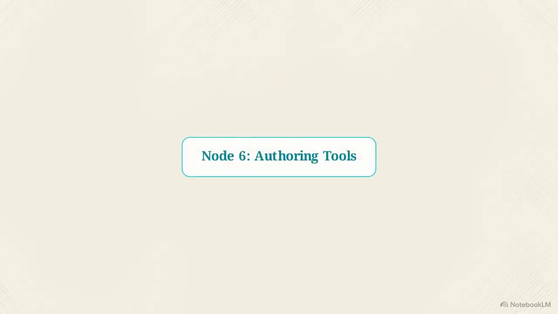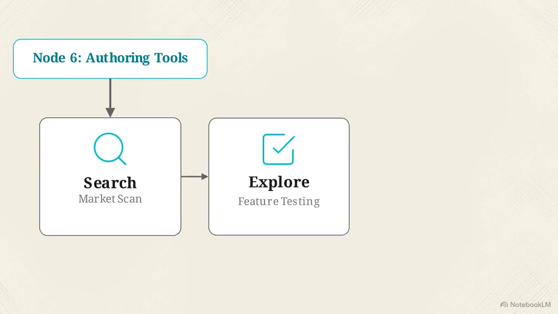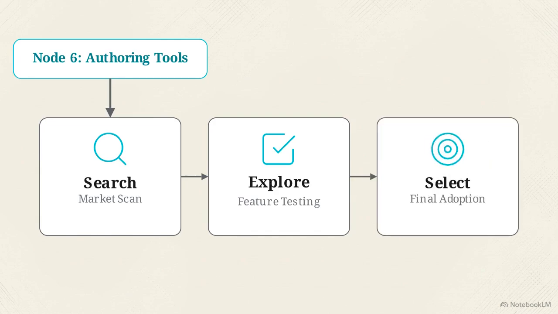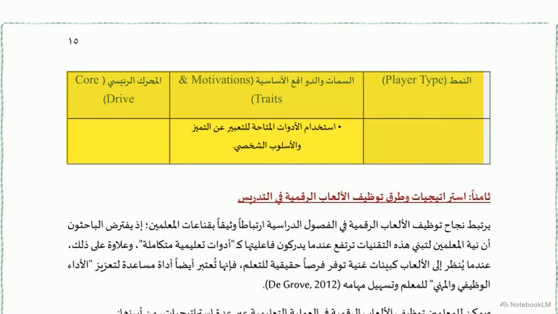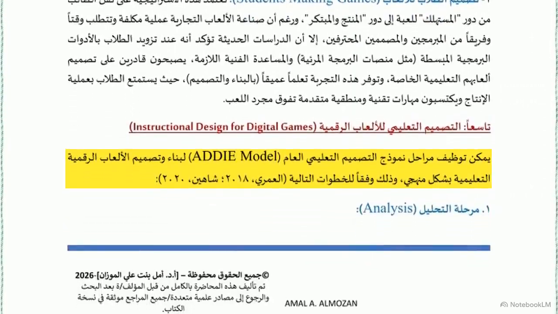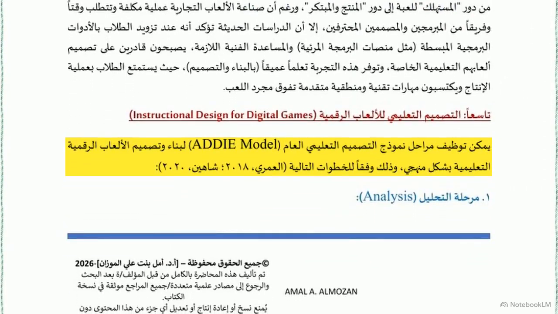For our 6th node, we select our authoring tools. This involves a 3-step process: search the market, explore the features, and select the software that best meets the learning needs. One powerful output is digital game-based learning. Games drive intrinsic motivation, but for a game to function educationally, we must apply the ADDIE model.